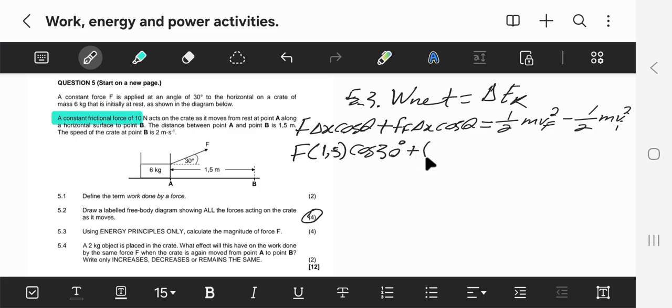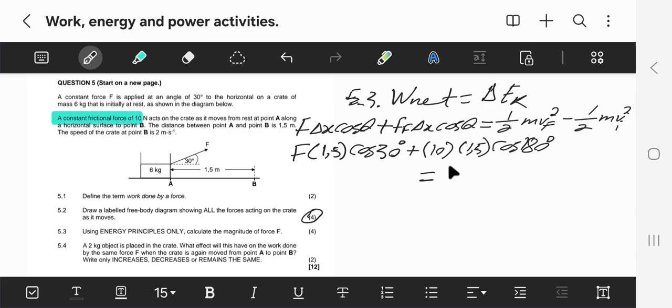Then we will have our force of friction here, which is 10. Delta X is still 1,5. Then here we have cos, and our theta will be 180 because this is a force of friction. So work is being done by the force of friction, thus we have to put 180 there. Then we go to the other side of our formula.